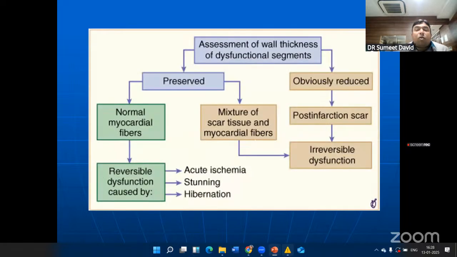So assessment of wall thickness of dysfunctional segments. If segments are preserved, normal myocardial fibers, reversible dysfunction caused by acute ischemia, swelling, or hypercapnia may be the possibility. But if preserved with a mixture of scar tissue and myocardial fibers, maybe they can lead to irreversible dysfunction. But if obviously the thickness is reduced, then it may be due to post-infarction scar, which can lead to irreversible dysfunction.